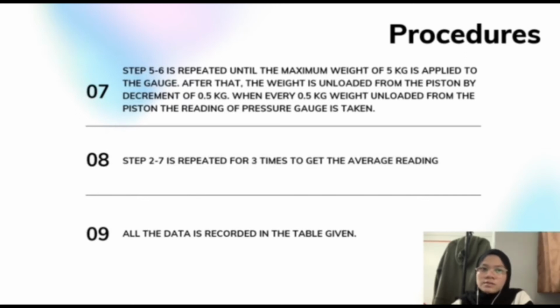After that, the weight is unloaded from the piston by decrement of 0.5 kg. When every 0.5 kg weight is unloaded from the piston, the reading of pressure gauge is taken. Then step 2 to step 7 is repeated 3 times to get the average reading. Lastly, all the data is recorded in the table given.